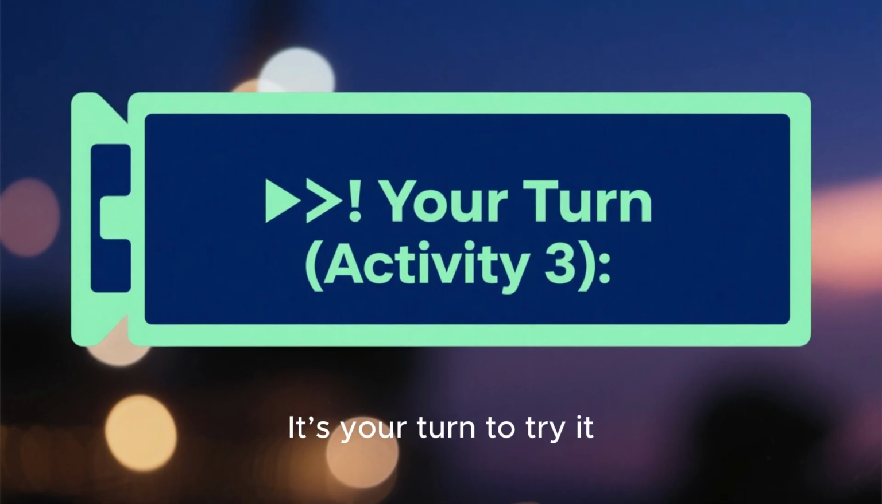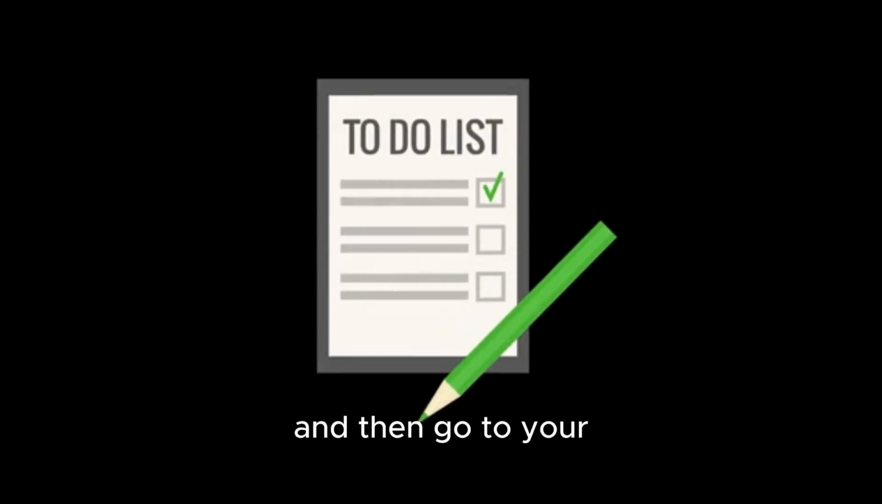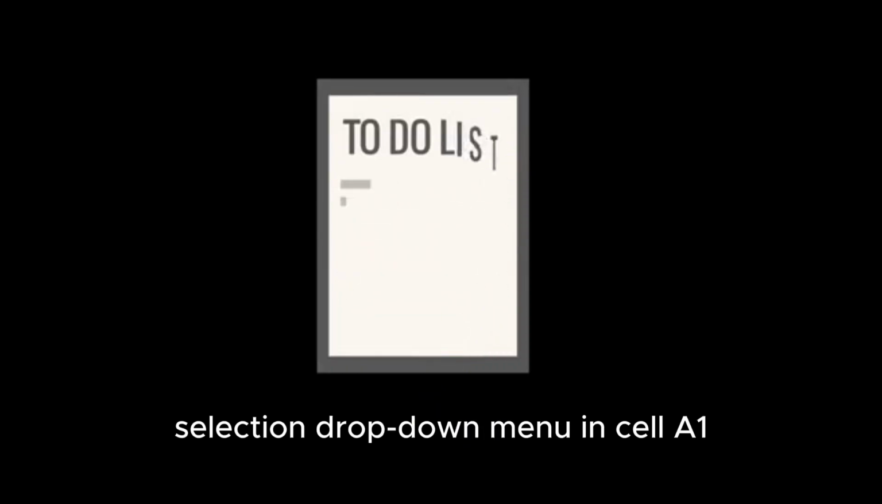It's your turn to try it. Create the new list worksheet, add the product names, and then go to your inputs sheet and create the product selection drop-down menu in cell A1.